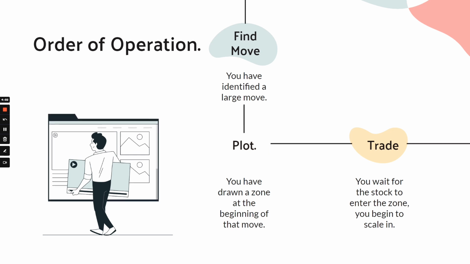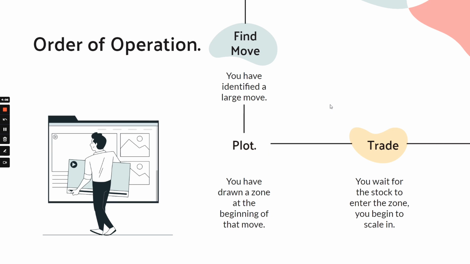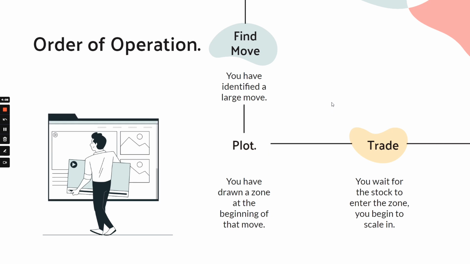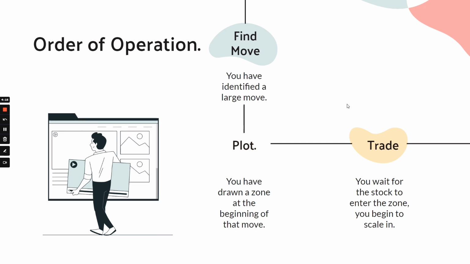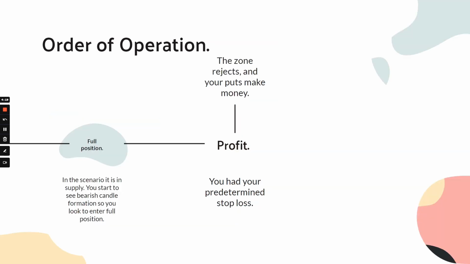You're going to wait for your stock to enter that zone. You begin to scale in slowly, not all at once. It's a starter. You start to scale in when it hits your zone. And obviously I'm talking from a third person, but this is exactly how I do it. It hits my zone, I start to scale in. My full position is only added when I start, say in this scenario we're talking about a supply zone, when I start to see a bearish candle formation, maybe an inverse hammer, maybe a bearish engulfing, that is when I enter my full position.